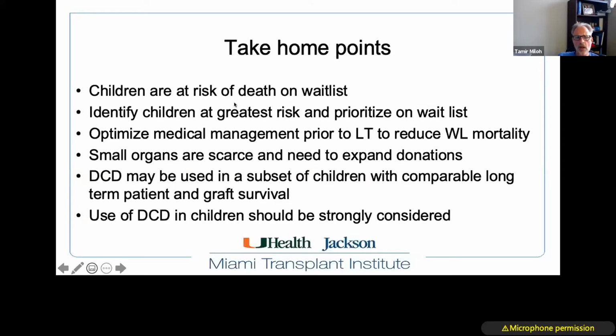So to summarize, what are the take-home points? Definitely children die on the wait list for liver transplant. We need to identify the children at greatest risk and prioritize them on the transplant wait list. Optimize their medical management prior to transplant to reduce their mortality. Small organs are difficult to find, and we need to expand donation through technical variants.